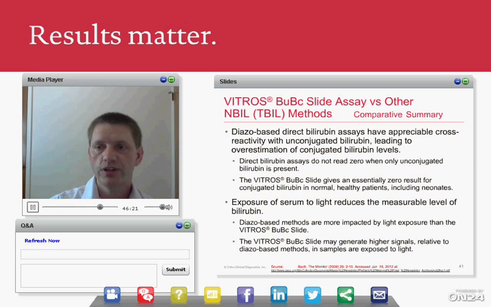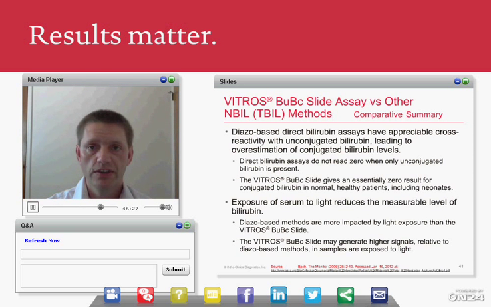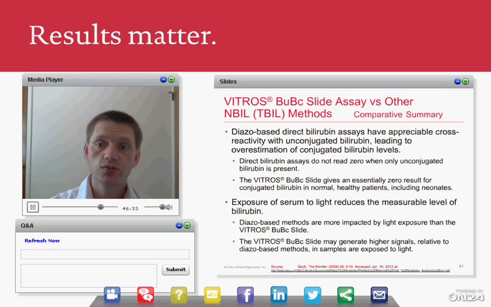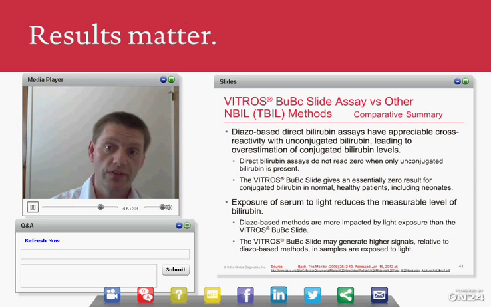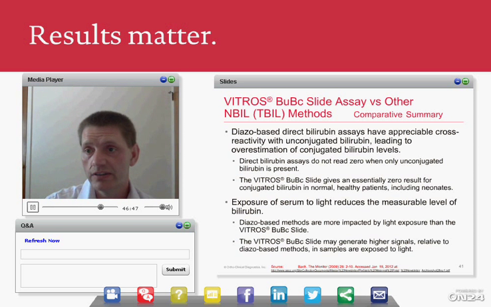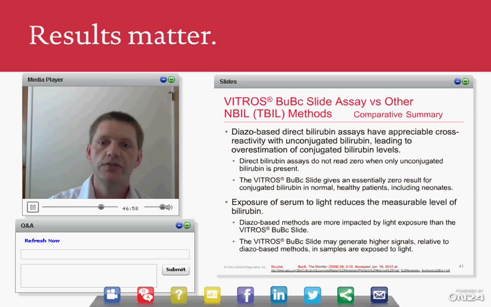And lastly, in the summary, bilirubin is extremely light sensitive. This light sensitivity impacts diazo methods quantitatively more so than the BBC assay. The BBC assay will have higher signals in light exposed samples relative to diazo methods. Both of them will be less than the true measurement. But the BBC slide will also have kind of the tell, which is that you will have a BC signal if you've had any significant light exposure, which is kind of a red flag.